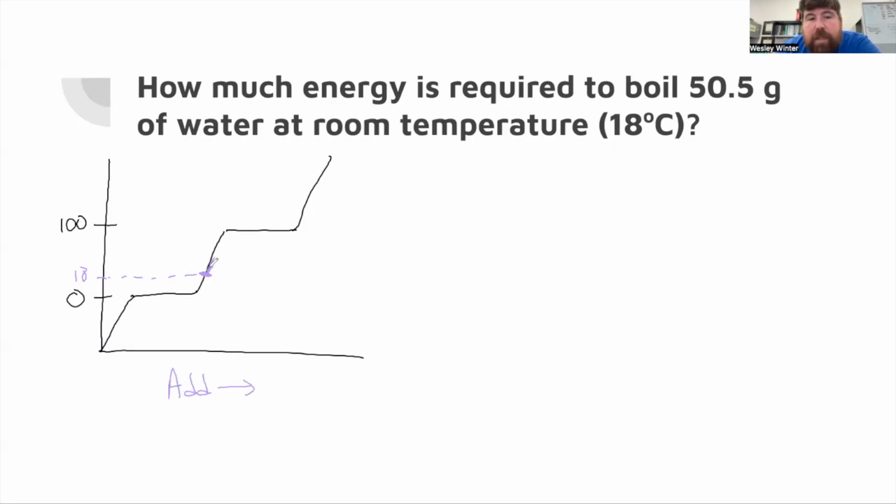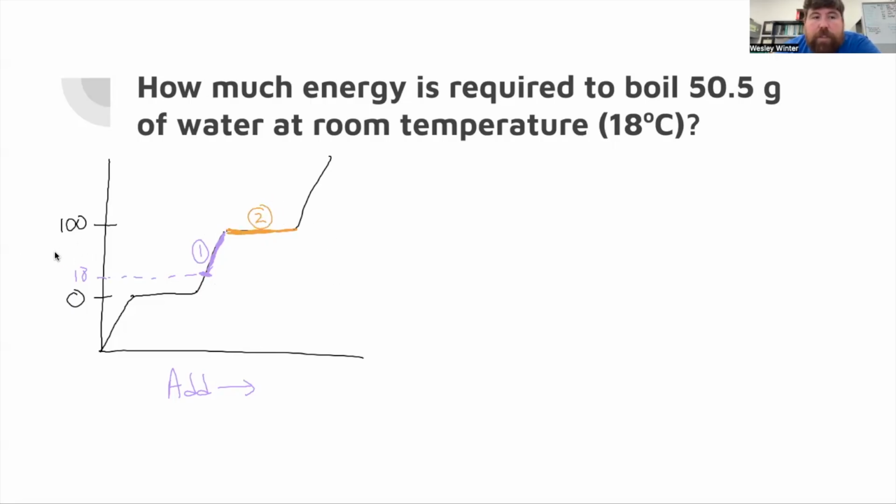To heat up the liquid water to its boiling point. So what temperature is that at? That's at 100 degrees Celsius. So that's the first thing I have to do. The second thing I have to do is add energy to boil that water. And notice the temperature is not going to change there.